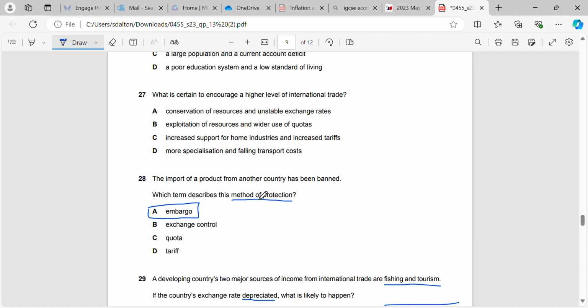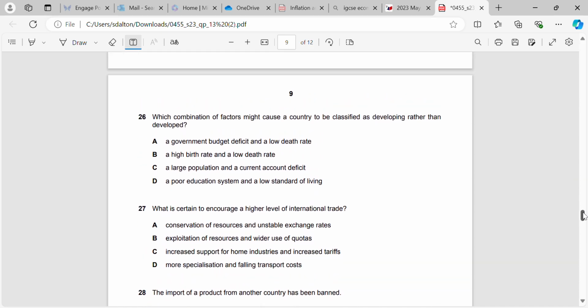Okay, all those terms are given in the protectionism section. So tariff is essentially a tax, and a quota is a limit on imports. In other words, it's a limit on the number of imports. The embargo is the ban. You'll find that in that section on your slides.